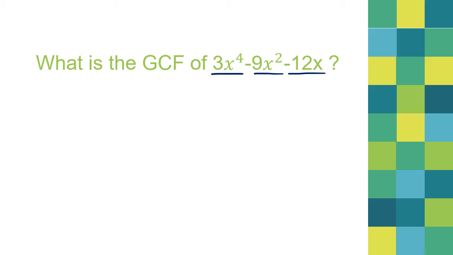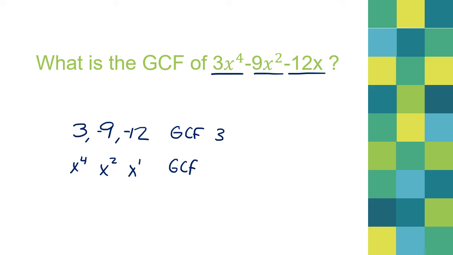So my suggestion is to mentally think of the numbers 3, 9, and 12, and two of them are negatives. So do they all have a negative in common? No. So I don't want to take a negative out. But what number can I divide out of all of those evenly? So the GCF of that would be a 3. Let's take a look at the variables now. I have x to the 4th, x squared, and a single x. What's the most x's I can divide out? An x to the first. I can't divide more than what I have in my terms.